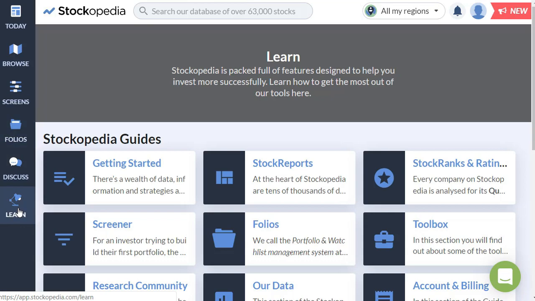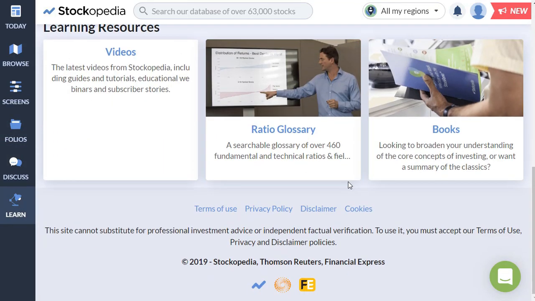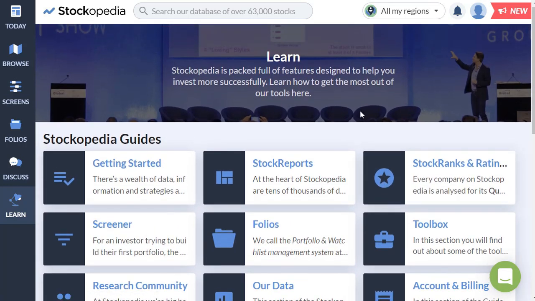In here there are also a lot of ebooks and a lot of different learning tools. I haven't been through all of them yet, but there's a lot of tools in there.